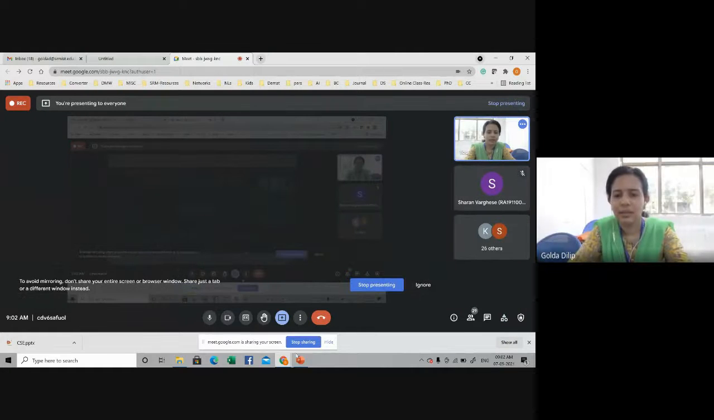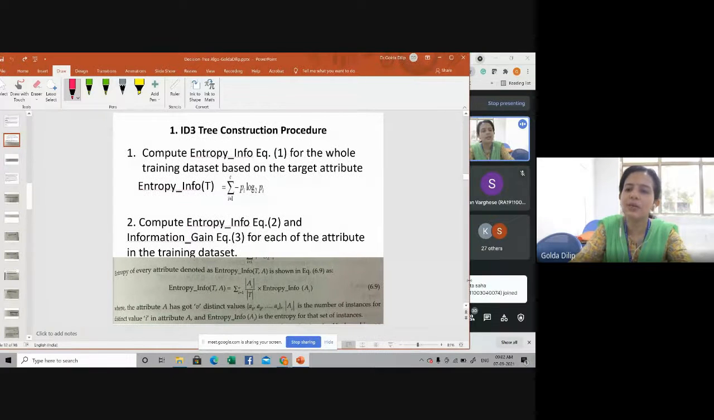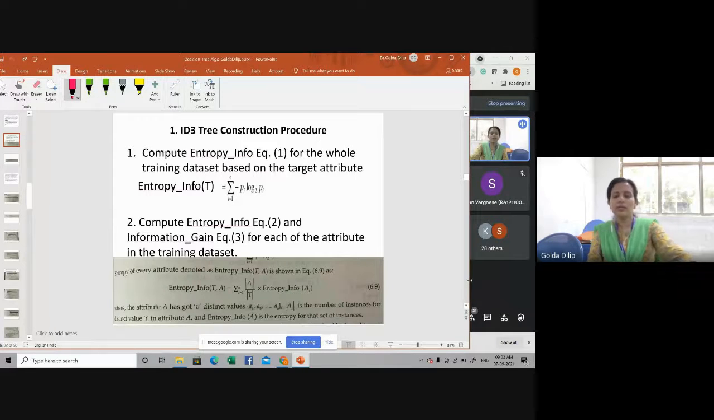Fine. Okay, so yesterday's class we had started with the decision tree based algorithms. What are the popular decision tree based algorithms? One is your ID3. Then the second one is C4.5, about which we will be discussing today. And there's one more called CART, C-A-R-T, I mean classification and regression trees. Okay, so these are the popular algorithms.